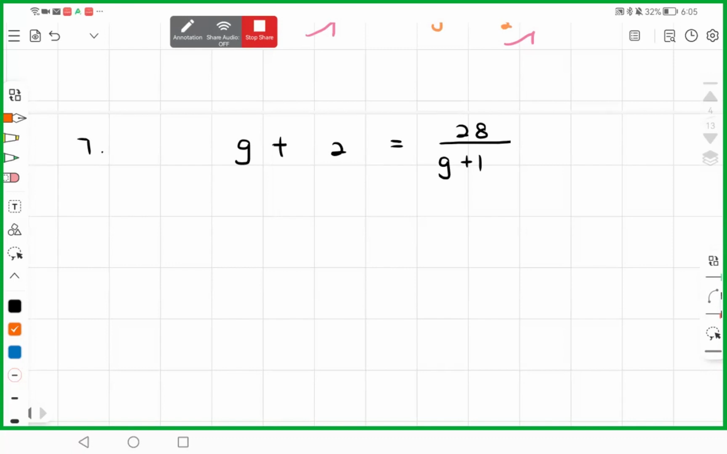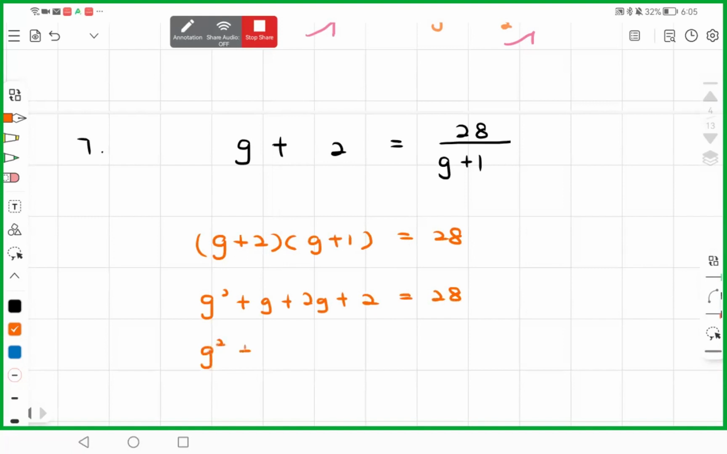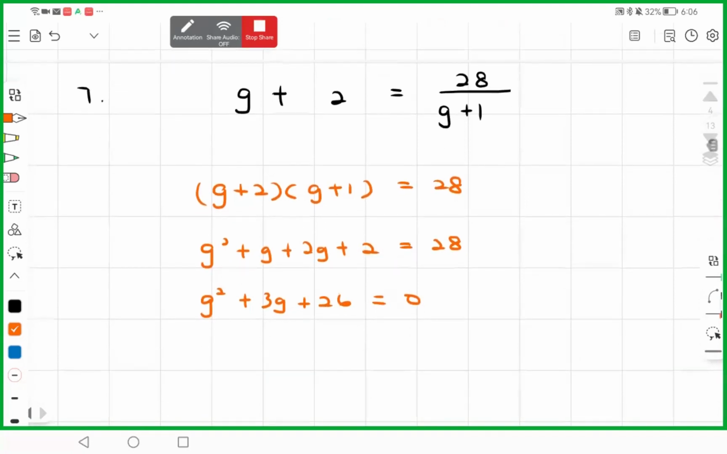Okay, so you got the g squared plus 3g minus 26. Let's double check. So we just times in, right? So exactly the same. Congratulations. Yes, then we can proceed already. Find out the value, the roots of the quadratic equation.